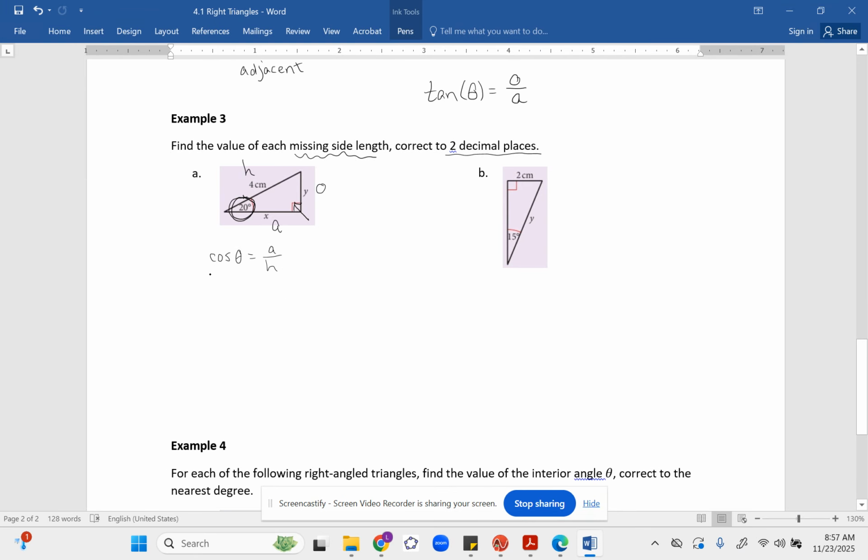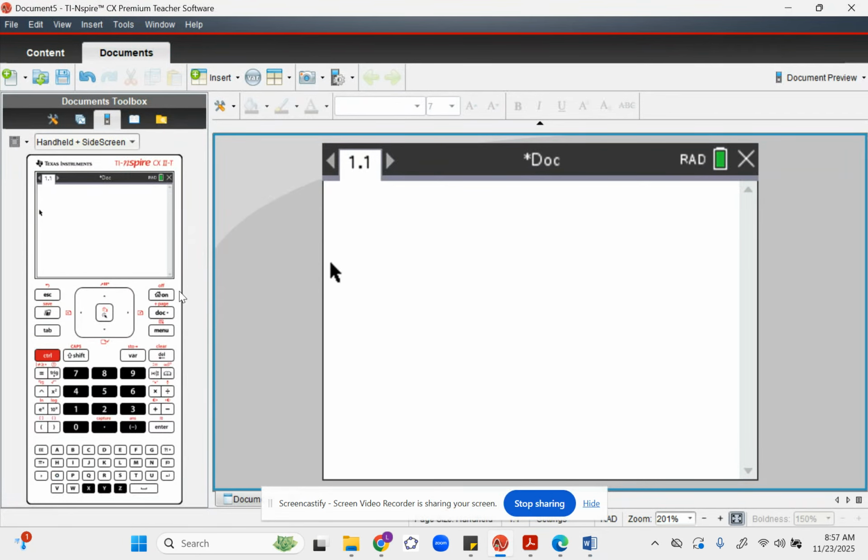So if I use that ratio, I have cosine of 20 degrees is equal to adjacent over hypotenuse. So the adjacent side is x over the hypotenuse, which is 4. You can use NSolve in the calculator if you'd like to find this. If you want to solve it algebraically, it's quite easy to solve algebraically as well.